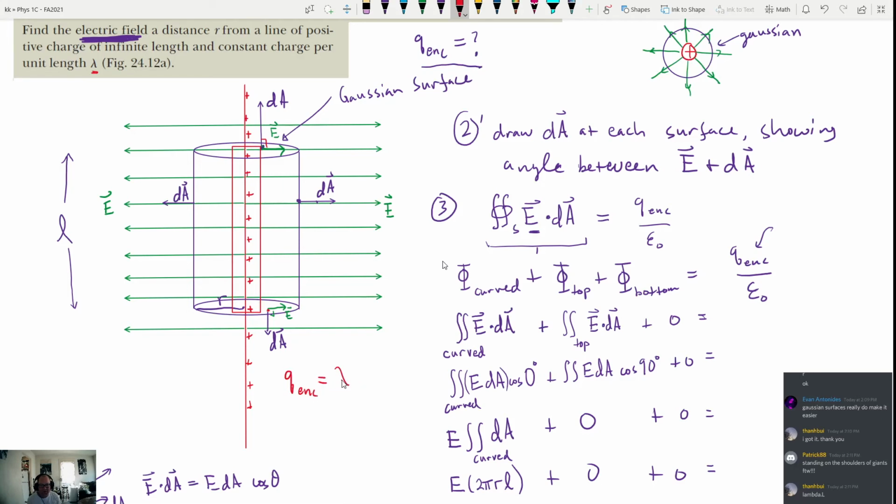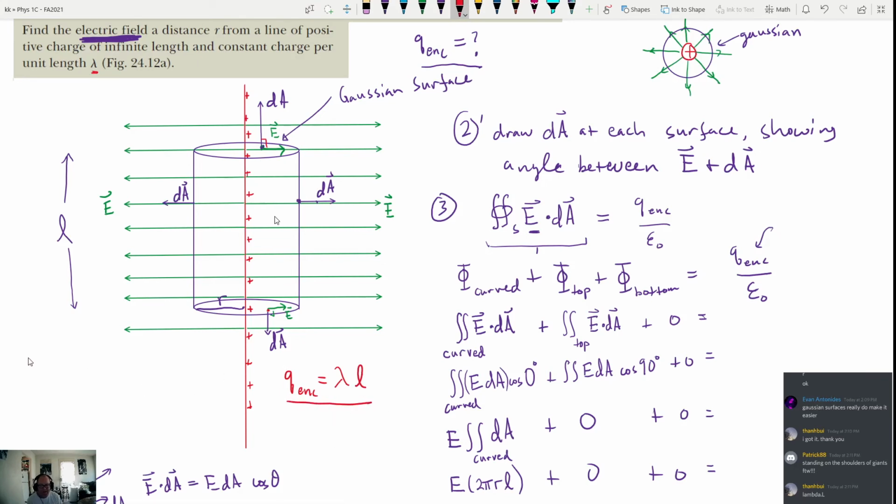The amount of charge that's actually enclosed by my Gaussian surface, Q enclosed, is equal to the charge per unit length, lambda. Lambda could be, for example, 20 coulombs per meter. And I tell you the length of this is 1 meter. How many coulombs are in there? It would be lambda times the length. That's what the charge enclosed is going to be.